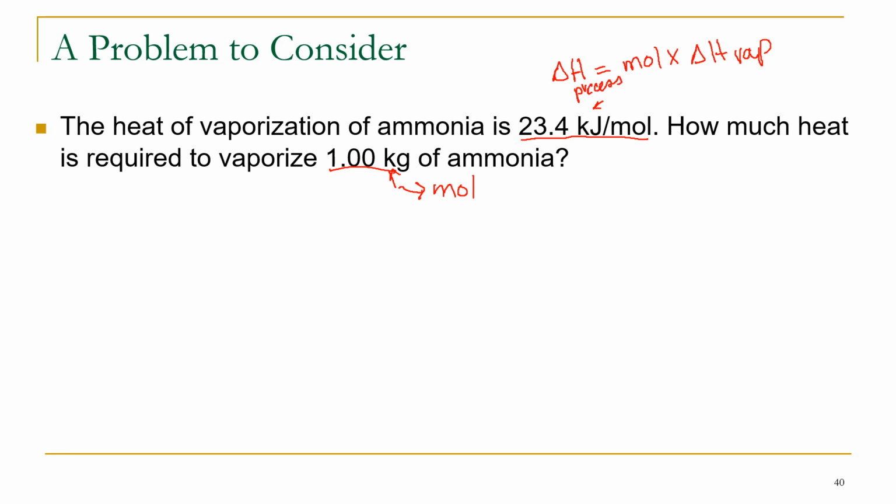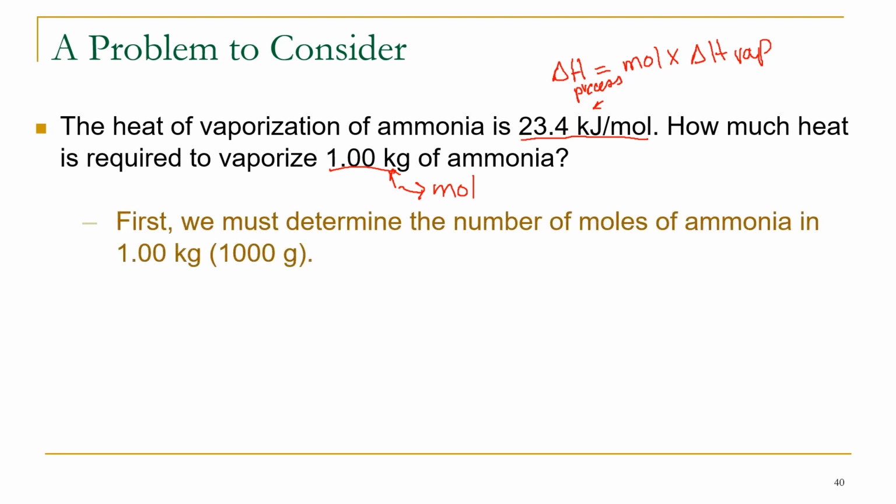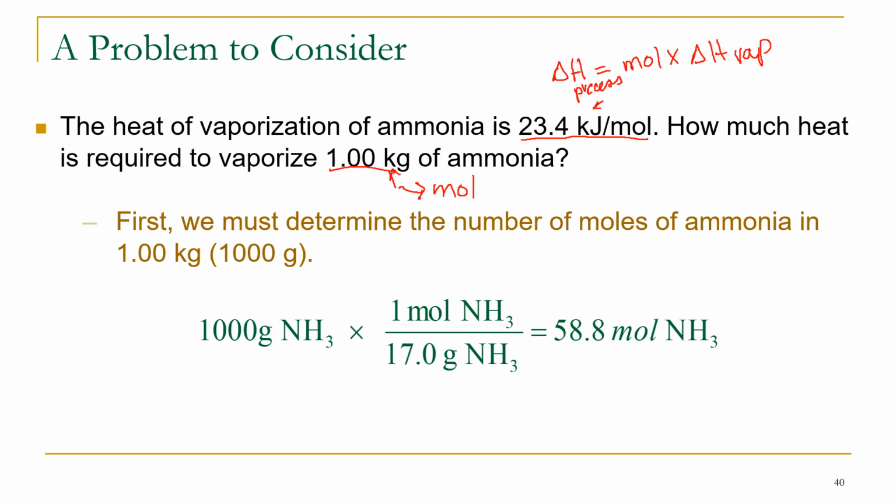So what we have to do is figure out how many moles 1 kilogram is. So 1 kilogram, which is 1,000 grams, a molecular weight of NH3 is 17, so 1,000 divided by 17 gives me 58.8. So I have 58.8 moles of NH3. So now I just take 58.8 multiplied by delta H per mole.